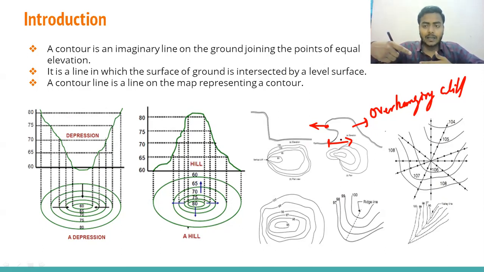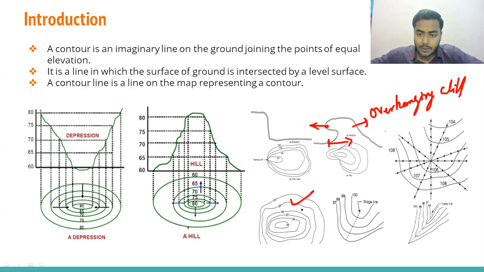Theoretically, as we will see in the characteristics of contours, two contour lines will not coincide and will not intersect each other. So when they do intersect, it means there is a case of an overhanging cliff.